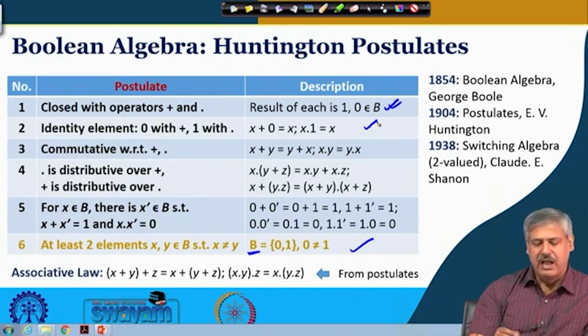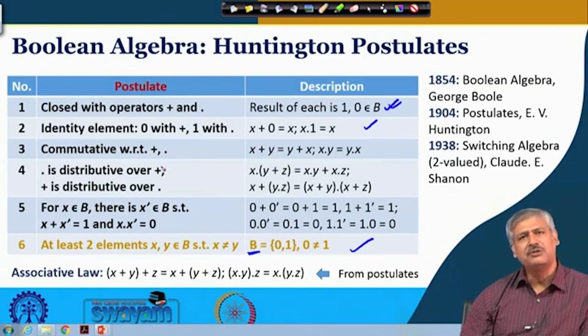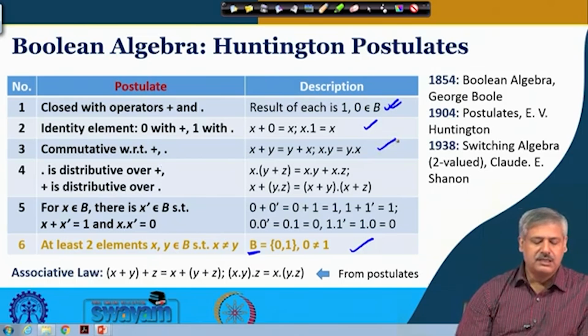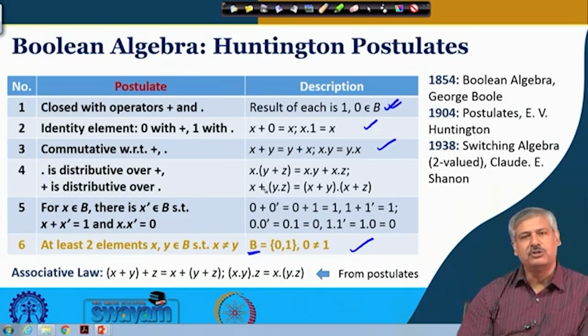Commutative with respect to AND and OR operation. That is x plus y is equal to y plus x, and x y is equal to y x. We have already seen this in the basic logic gate operation through truth table before. This is distributive over plus, that is, AND is distributed over plus: x ANDed with y plus z is x y plus x z, x dot y or x dot z. All of these can be verified from the truth table. And OR is also distributive over AND.